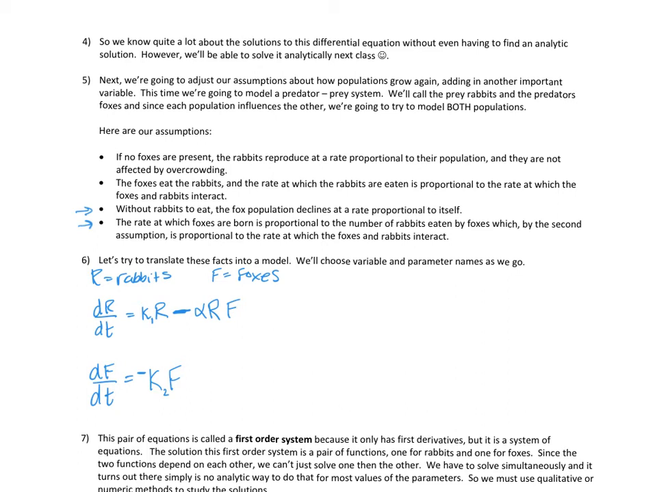So for foxes, interaction with rabbits is good, right? It's going to increase the population growth rate. So I'm going to add an interaction term. So when rabbits and foxes interact, that's good for foxes, and the constant of proportionality we can call beta. And we're going to assume that all of these constants, K1, K2, alpha, and beta, are all positive because I used a negative sign here. So that means K2 would have to be positive, and then we put the negative sign in front.